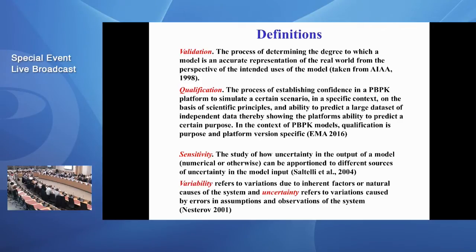And so I think it's important to make this distinction, which was made by a friend of ours from Manchester, Ivan Nesterov, the distinction between uncertainty and variability. So variability refers to variations due to inherent factors or natural causes of the system, if you like, the stochastic properties of the biology. Whereas uncertainty refers to variations caused by errors in assumptions and observations of the system, your inability to actually home in on a particular parameter, for example, which may be a function of design and data. Those two are quite different. They're not the same thing, and that's quite important.